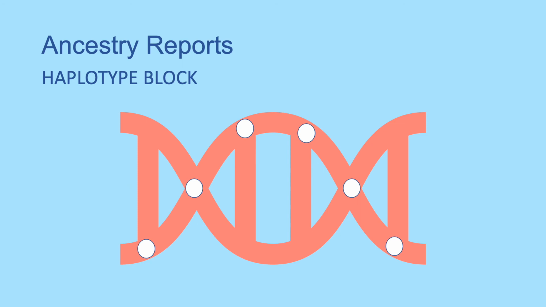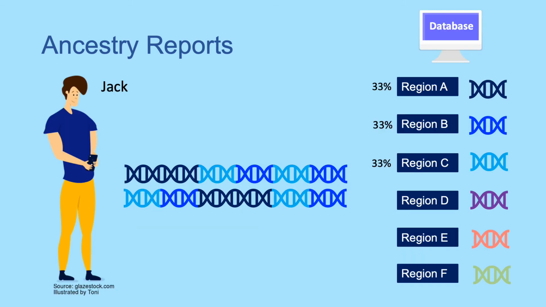A haplotype block is just a linear set of SNPs. By figuring out which haplotype you have at each of these tiny blocks and matching yours to the haplotypes from different regions in their database, the company is able to generate an ancestry report for you that's broken down as a percentage of your whole genome. However, keep in mind that it's not a certain record of your ancestry, it's just an estimate. In this example, Jack's DNA matches to regions A, B, and C.